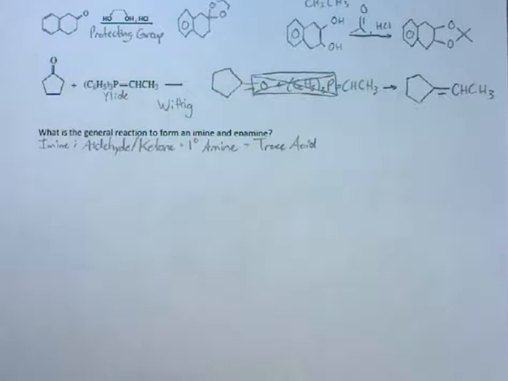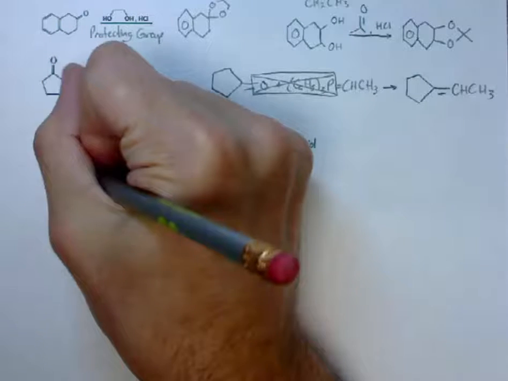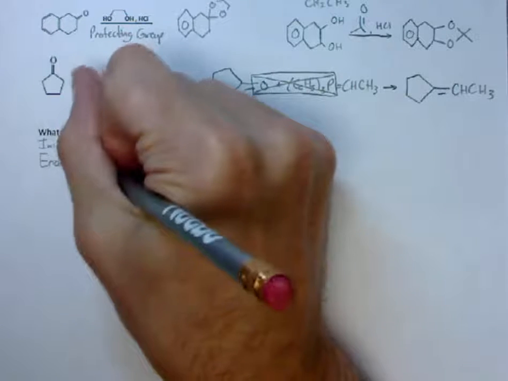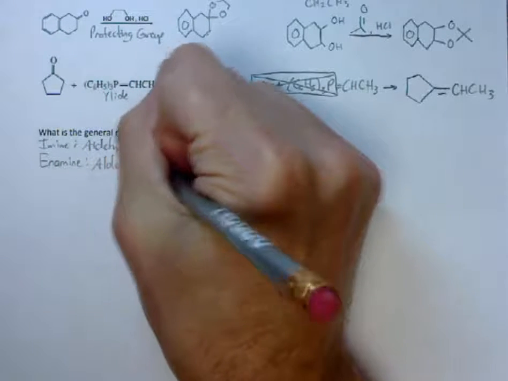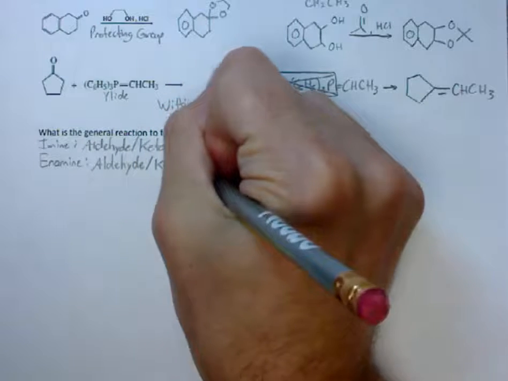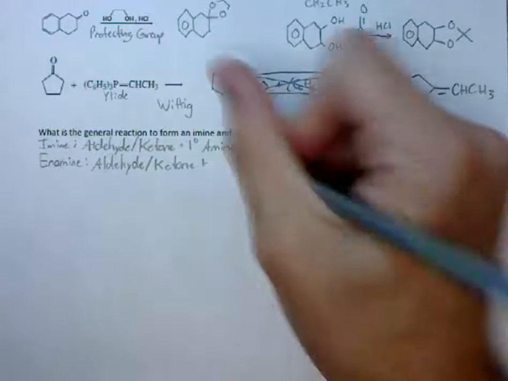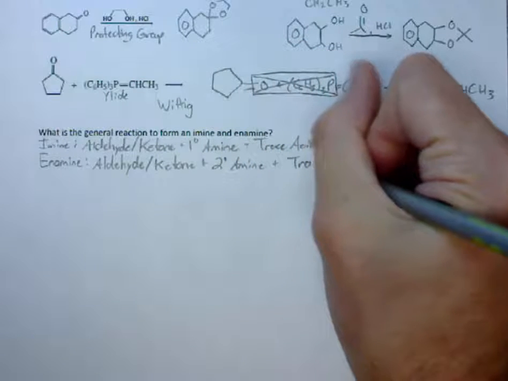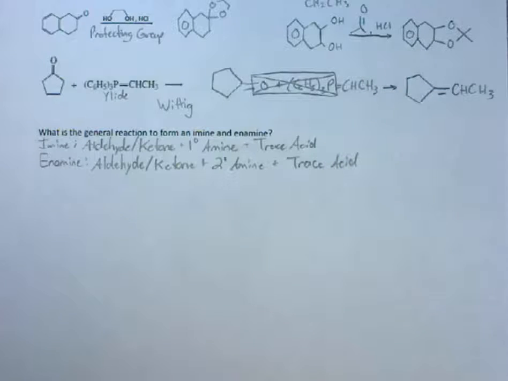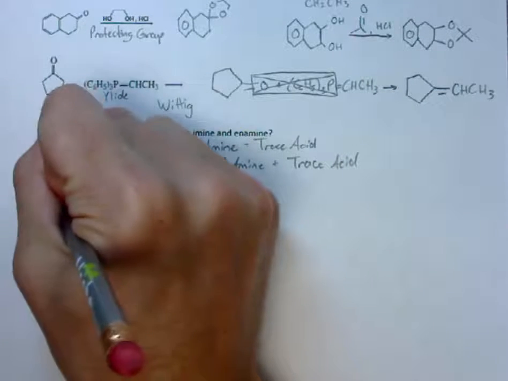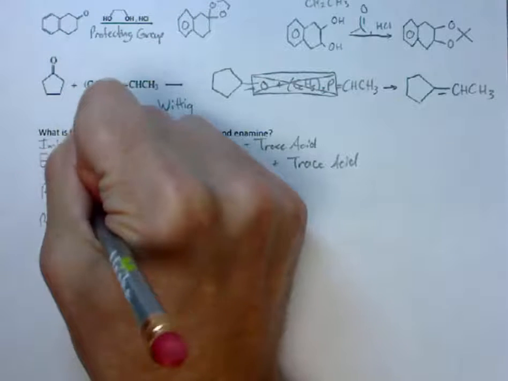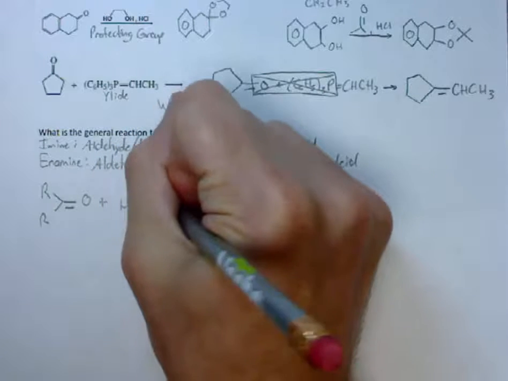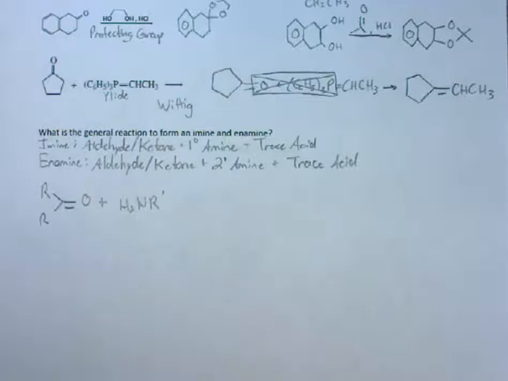For the enamine, we also need an aldehyde or ketone. However, we need a secondary amine with trace acid. So we will have a generic ketone with a primary amine.